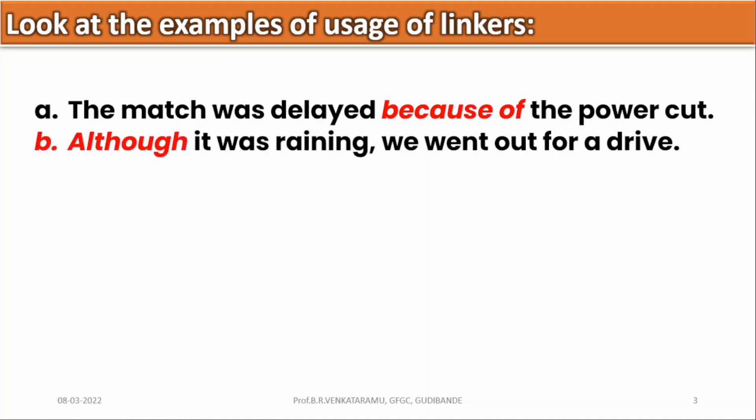Come to the second sentence. Although it was raining, we went out for a drive. In this sentence, although is called a linker. So it is linking: it was raining, we went out for a drive. These two parts have been linked by the use of although.